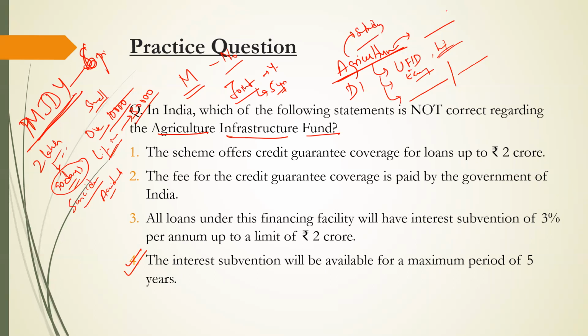Fine. All right. The next one is Agriculture Infrastructure Fund. What about Agriculture Infrastructure Fund? What do you remember?